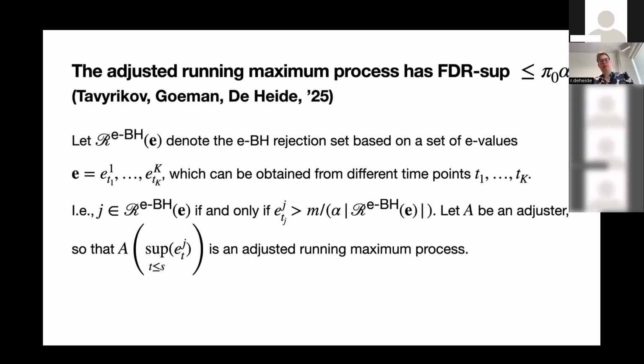And we show that the adjusted running maximum process has FDR sup, so the new FDR criterion that we think is appropriate for working with E processes, bounded by pi naught, that's the fraction of true hypotheses, times alpha. Skip the details.